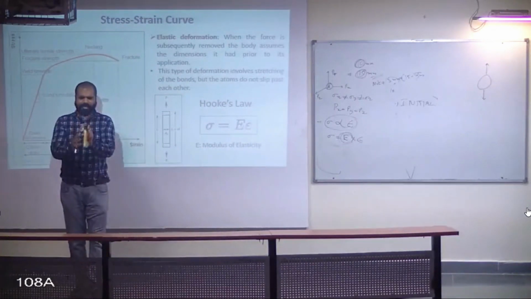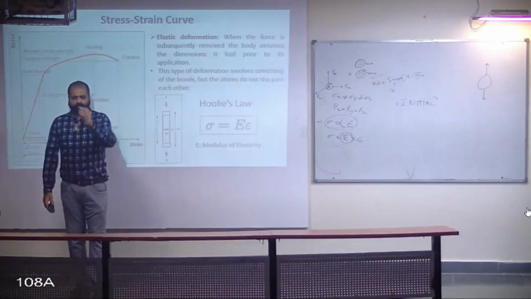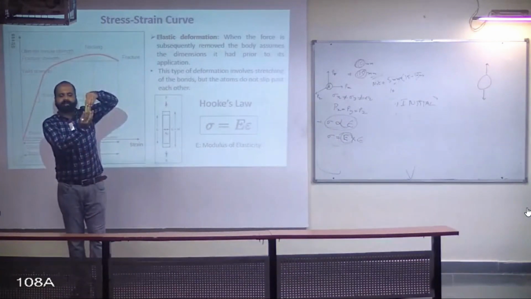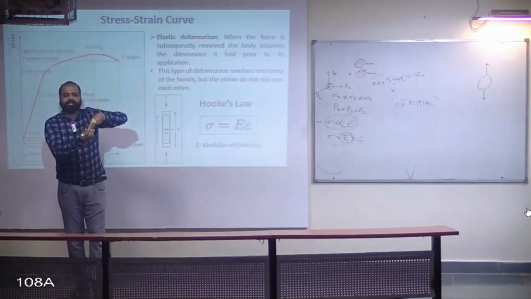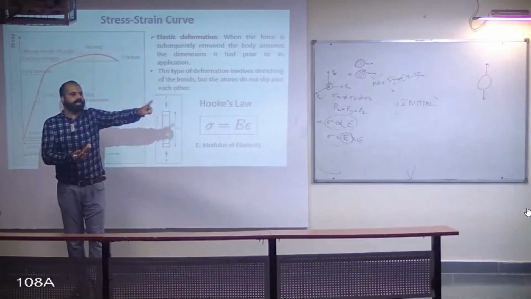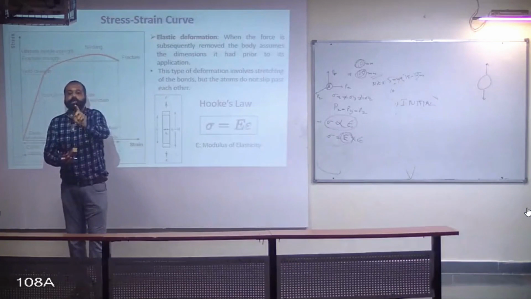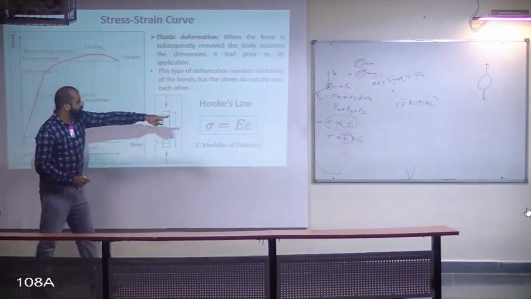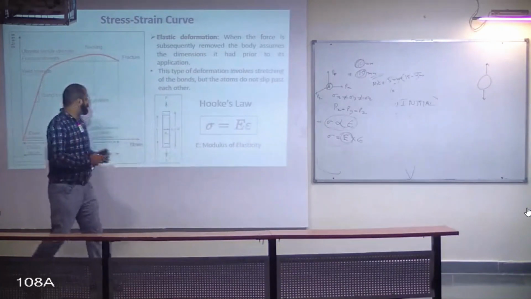So पहला समझ में आ गया. Elastic region, प्रेशर लगाया, सैंपल डिफॉर्म हुआ. प्रेशर छोड़ दिया, सैंपल ओरिजिनल डायमेंशन में आ गया. And in this region, stress is always proportional to strain. And in this region, elastic modulus we can find out. ठीक है? Elastic modulus is nothing but the ratio of stress by strain, or you can say the slope of this curve.